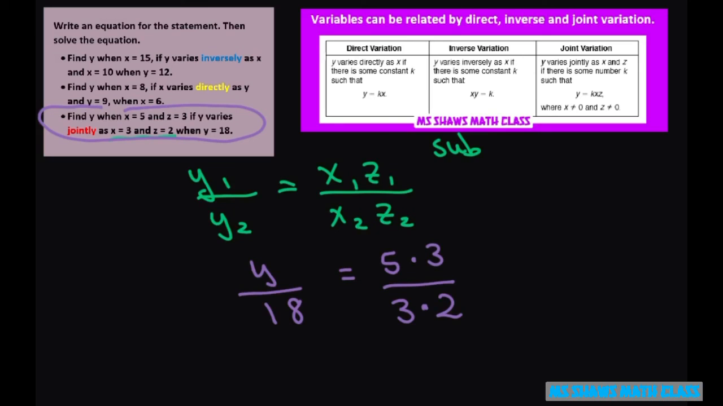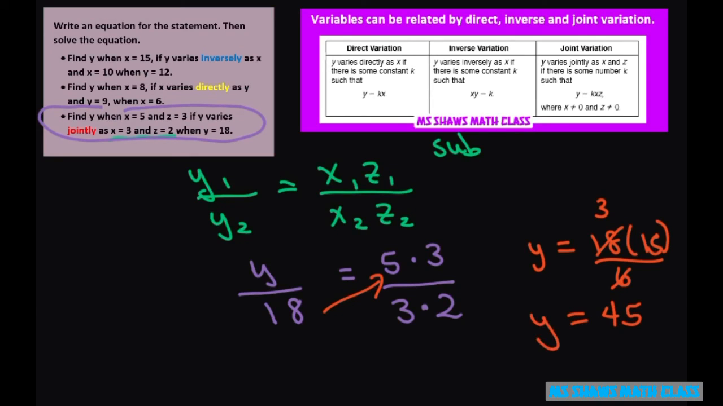And solving for this, you get y equals 18 times 15 divided by, I'm just crossing up here, 6. 6 goes into 18 3 times. 3 times 15 is 45. So that would be your final answer.